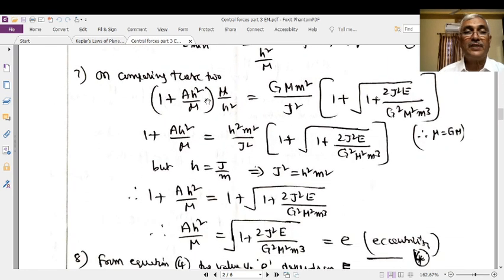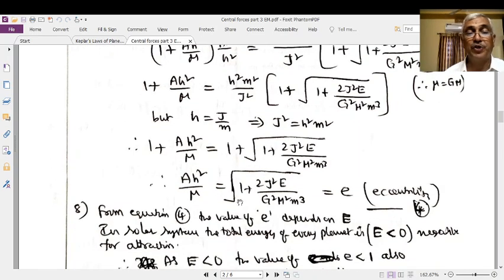Here J is equal to hm, h is equal to J by m, so J square is equal to h square m square. Therefore, instead of J square, if you put h square m square, this will cancel. Therefore, this is equal to this, which means 1 plus h square by mu is equal to 1 plus this one. Therefore, this one and this one will cancel when one goes to the other side. What is the remaining thing? H square by mu is equal to root of 1 plus 2 J square E by capital G square capital M square mu square. This is the eccentricity.